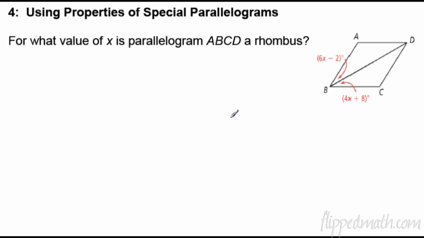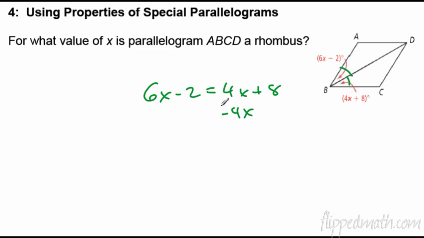For what value of x is the parallelogram a rhombus? Okay, so these have to be congruent with each other, right? The diagonal has to bisect those angles. So if this is an angle bisector, that means these two angles are congruent and we can set them equal to each other. They should have the same measure. All right, so we just need to do a little algebra here.